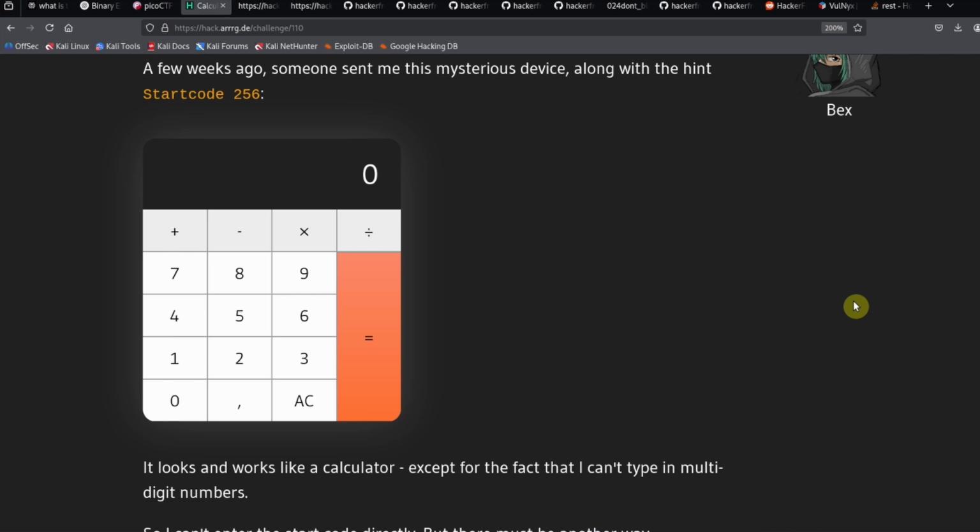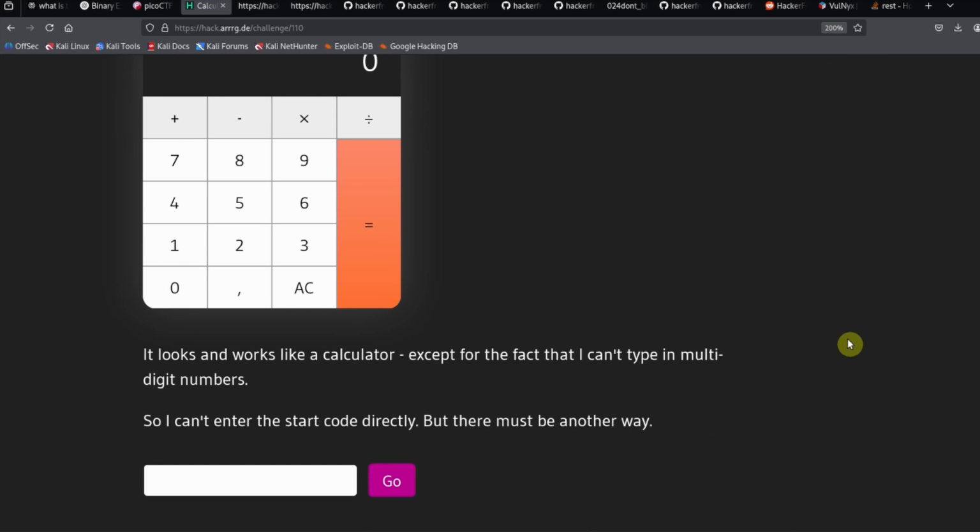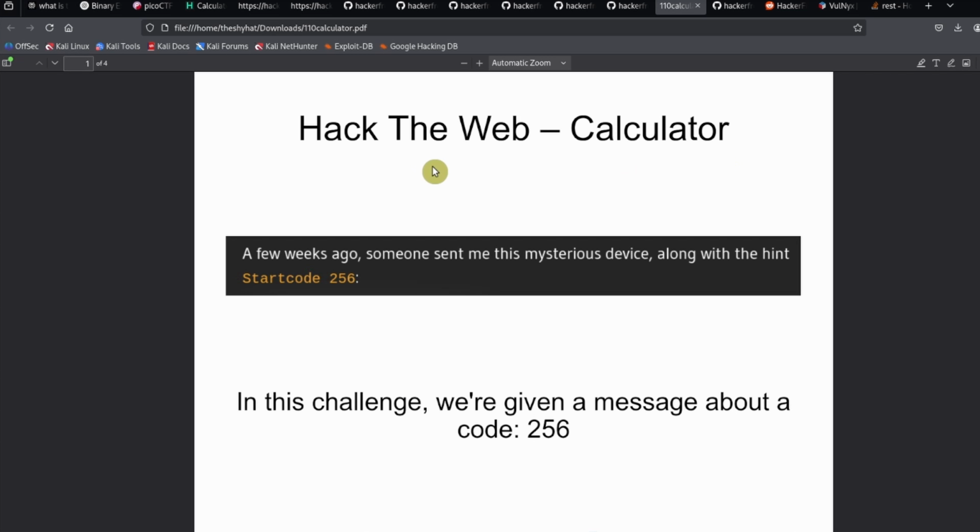So it's not a regular calculator, and the description here says it looks and works like a calculator, except for the fact that I can't type in multi-digit numbers. So I can enter the start code directly, but there must be another way. Okay, so what's going on here? Okay, so Hack the Web calculator.